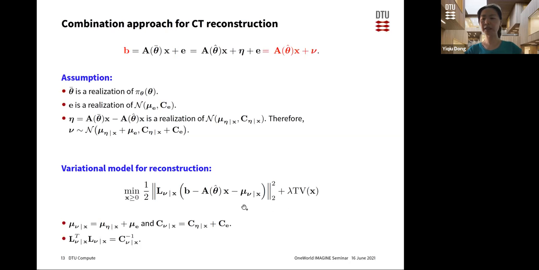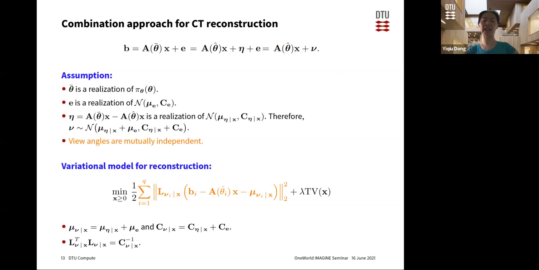And in this minimization problem, I think it's pretty clear that the most time consuming part is to get this Cholesky factor of the inverse of the covariance matrix. But we found that if we assume all view angles are mutually independent, then the covariance matrix is in fact just a block diagonal matrix. Then we can split this data fitting term into Q small size data fitting terms, and each corresponds to a specific view angle. Then it's much smaller in size to calculate, and we can use a stochastic optimization method to solve it efficiently.